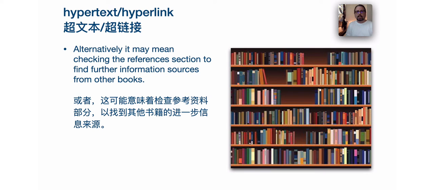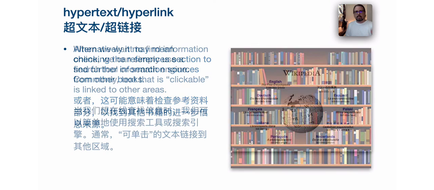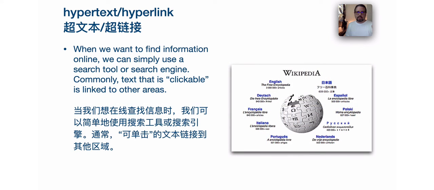So it may mean checking the references section to find further information sources from other books. A book can only contain so much information, but the author may give the title and author in the references to find more information in other books. In the modern day, since the invention of the internet, we simply use a search tool or a search engine connected to the internet.